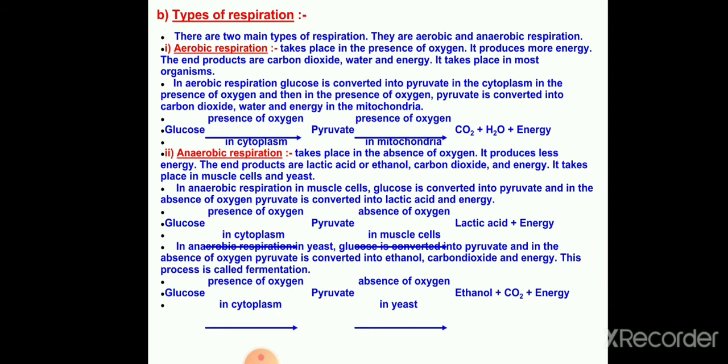Anaerobic respiration is also done in yeast. In anaerobic respiration in muscle cells, glucose is converted into pyruvate, and in the absence of oxygen it gets converted into lactic acid and energy. The equations are given, but see the products. Here is the difference: when it is done anaerobically in the muscle cell, lactic acid is produced, and in yeast ethanol is produced.